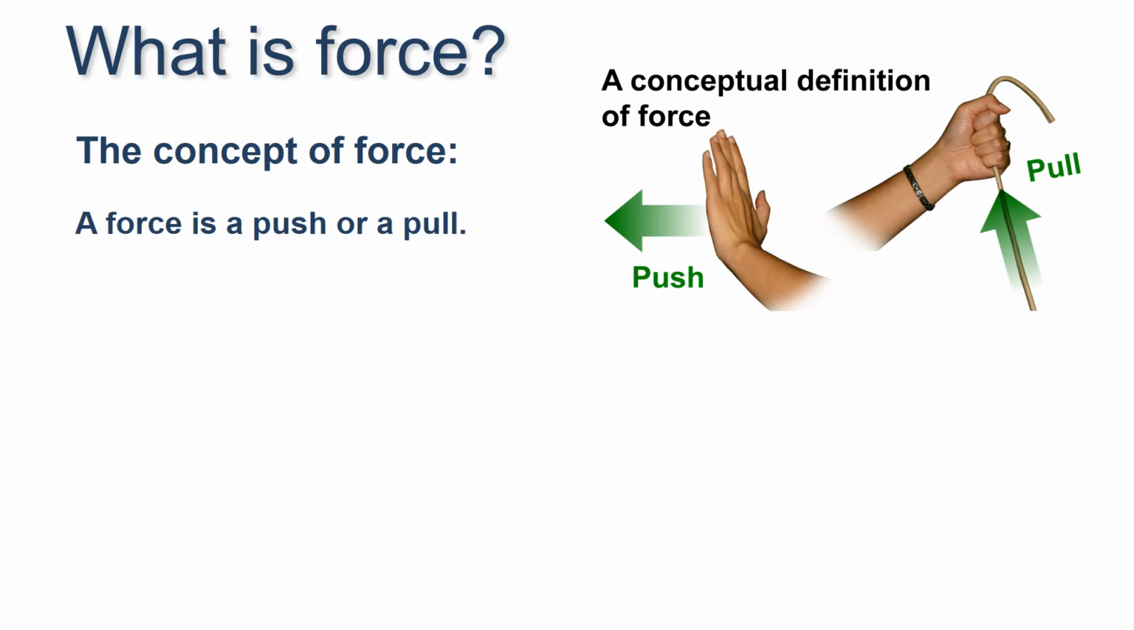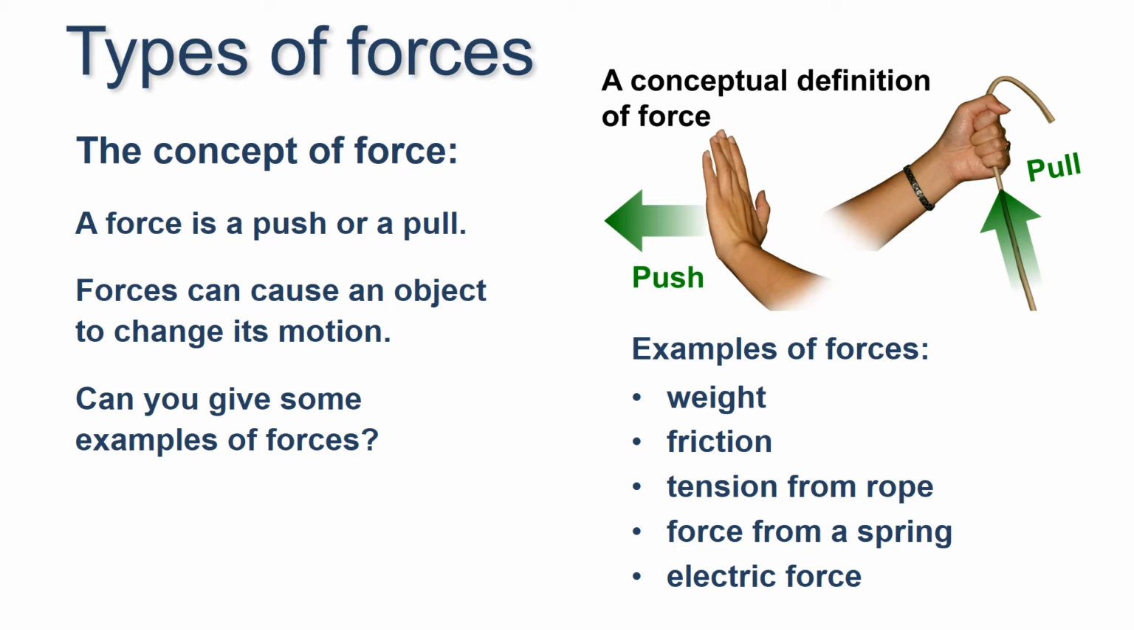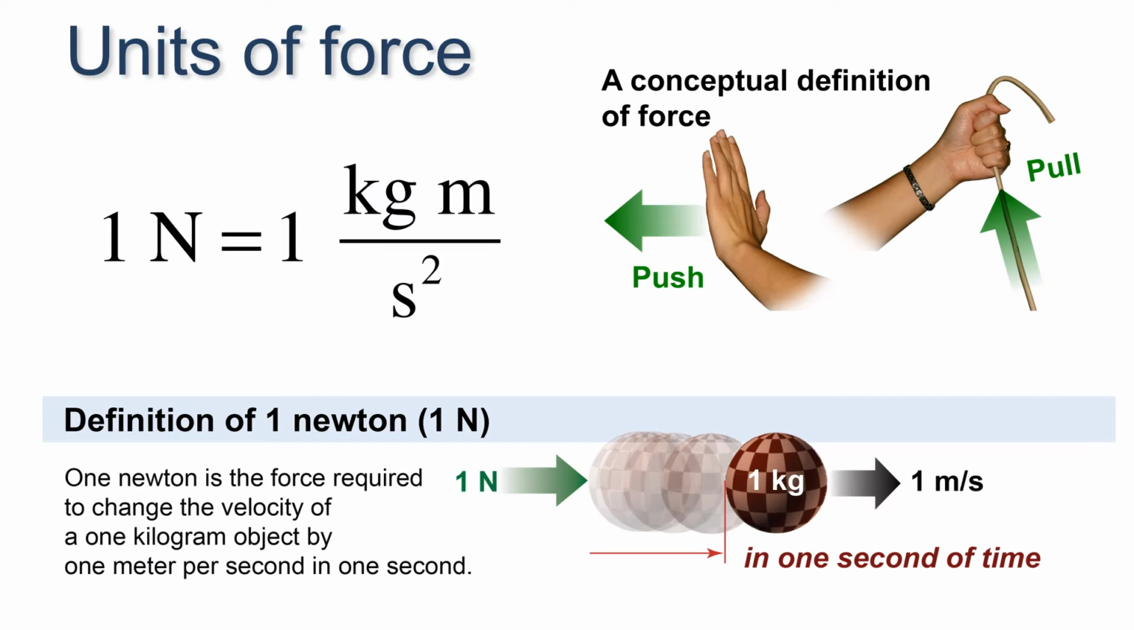Force is a push or a pull. Forces cause an object to change its motion, and some examples are weight, friction, tension from a rope, force from a spring, such as the projectile launcher, and electric force. We measure force in newtons. A newton is the force required to change the velocity of a 1 kilogram mass by 1 meter per second in 1 second. That's a lot. 1 newton is 1 kilogram meter per second squared.